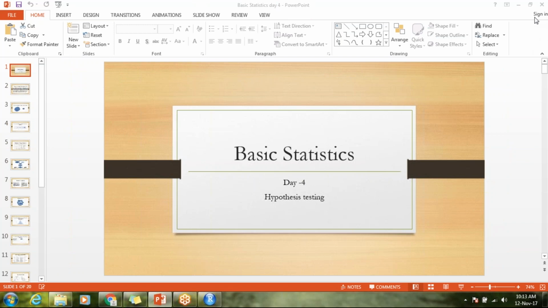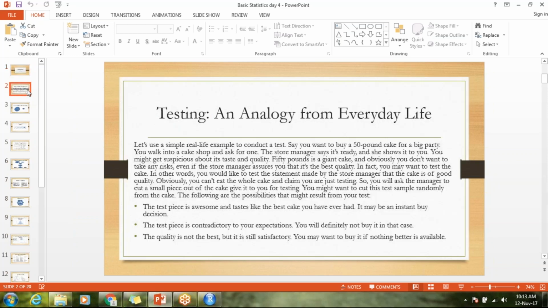Mainly, we will be dealing with hypothesis testing today. So let us start with some examples and understand how it works. I'll start with a basic analogy, and from there we will understand how hypothesis testing works.